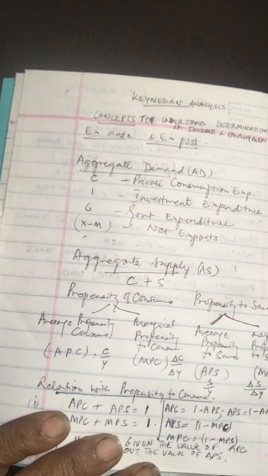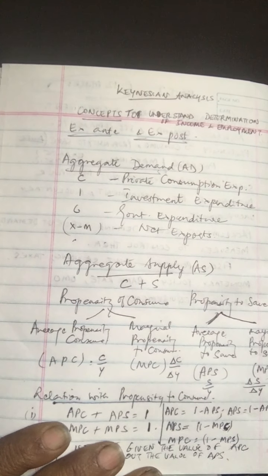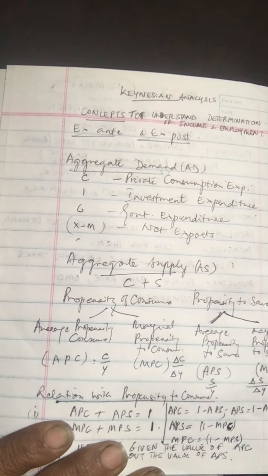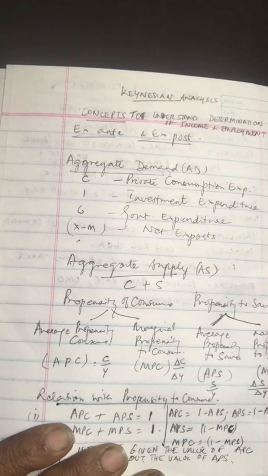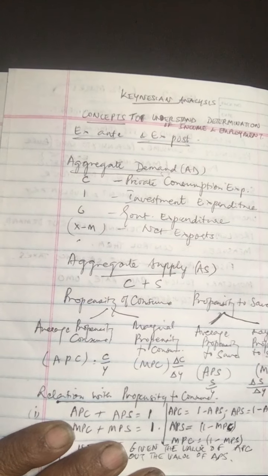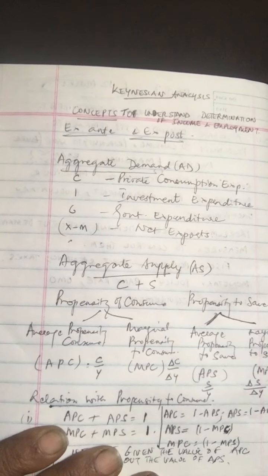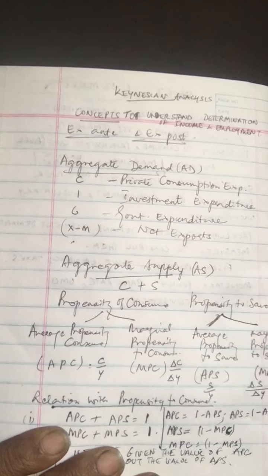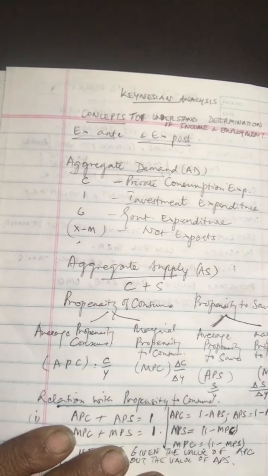Now ex ante and ex post. Ex ante simply means intended or planned. For example, ex ante investment means investment which is intended to be made during the year, and ex post means actual. For that is ex post investment we talk about, which will mean actual investment made. Now ex ante is planned, it is expected, and ex post means realized.